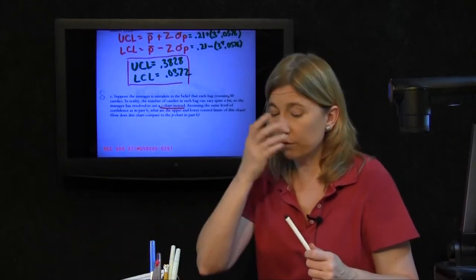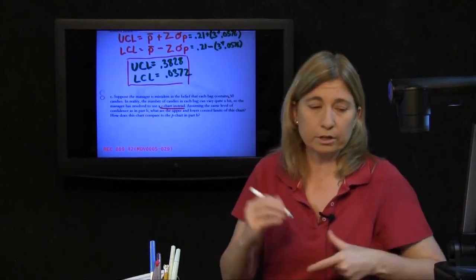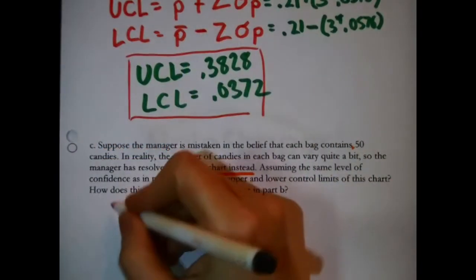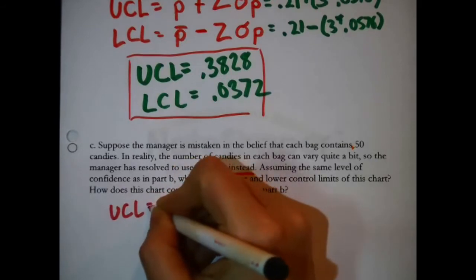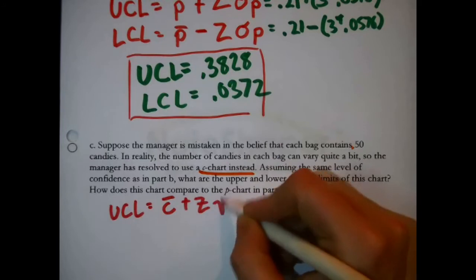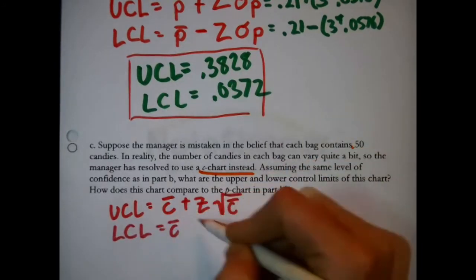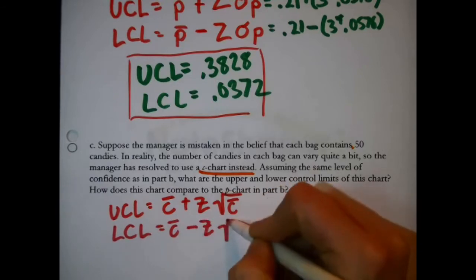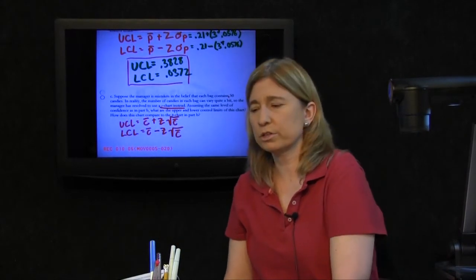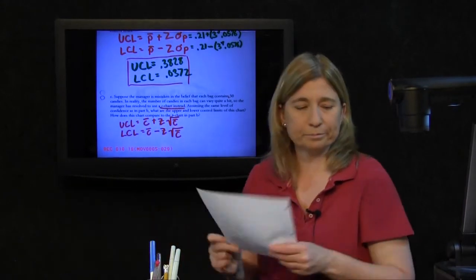First off, we need the formula for the c chart because it's asking what the limits would be. In the c chart, your upper control limit will be c bar plus z times the square root of c bar. The lower control limit will be c bar minus z times the square root of c bar. But in order to fill this out and answer the question, we need c bar. What's c bar? It's pretty simple.